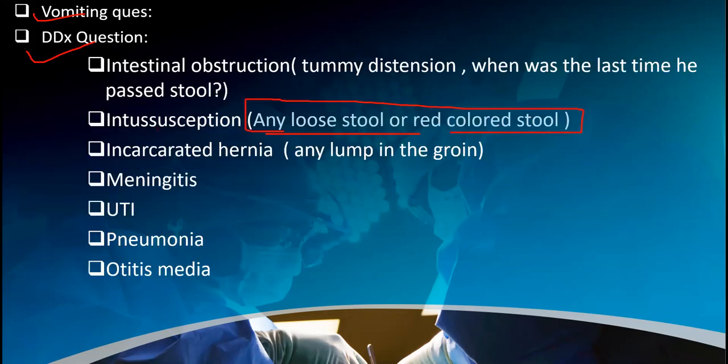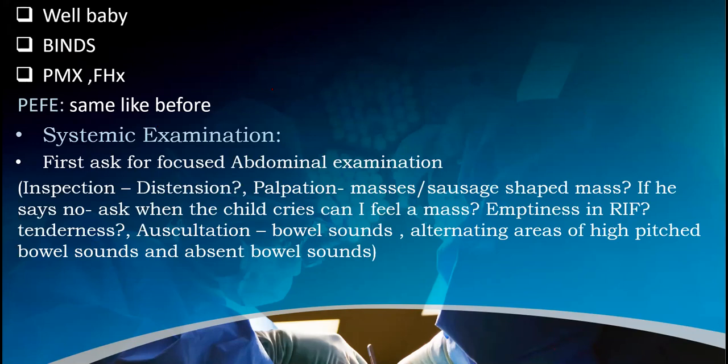And later on, you will finish with the well baby, BIMS, past medical and family history. PEFE is the same as before: dehydration is very important, and the growth chart is important. When you come to the abdominal examination, there are some important findings you can get.